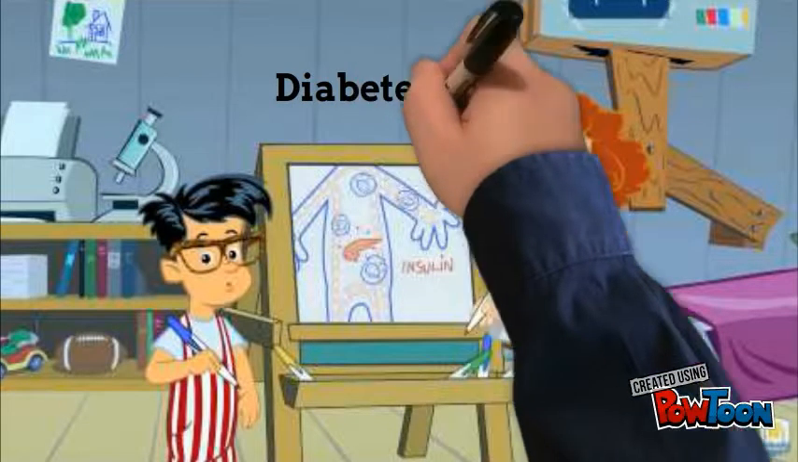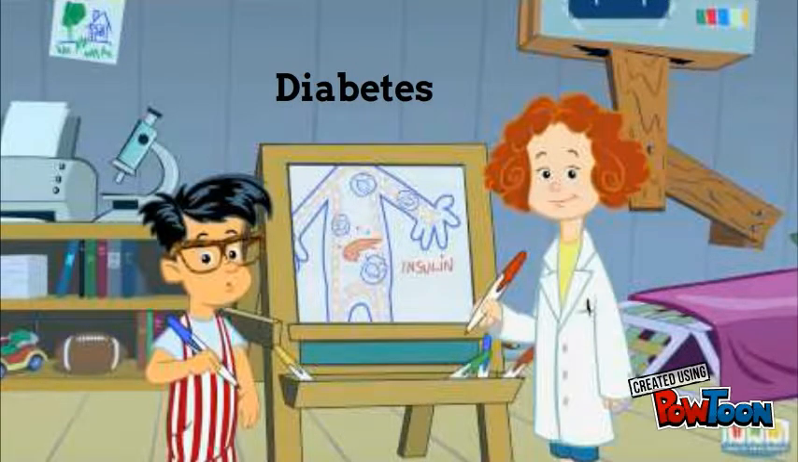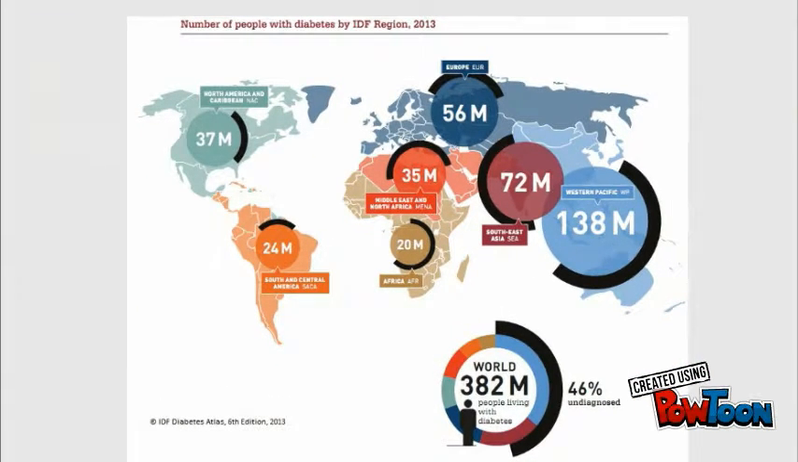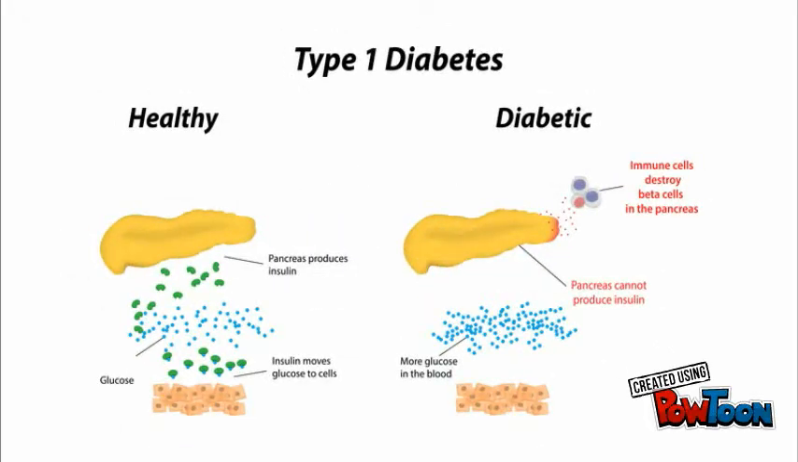Diabetes is one of the major health problems around the world. Diabetes affects about 382 million of the world population and about 35 million patients in the Middle East region alone. That's according to 2013 statistics. There are two types of this metabolic syndrome.